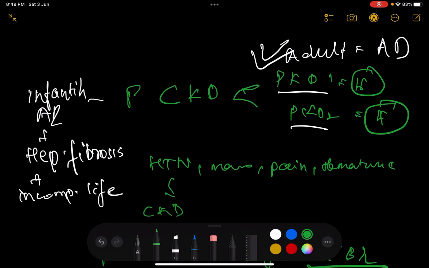PKD1 is usually associated with a lot of cysts, as the name goes, polycystic kidney disease. Because of the cysts, what actually occurs is that the cysts are going to press on the normal renal parenchyma, and the normal renal parenchyma will have decreased perfusion, and because of decreased perfusion and decreased excretion of waste, the RAAS, the renin angiotensin system, is going to be activated. And as the RAS system gets activated, there is going to be a lot of hypertension.